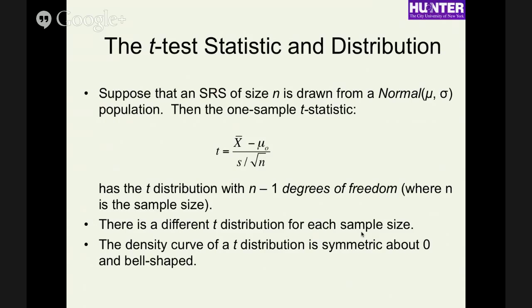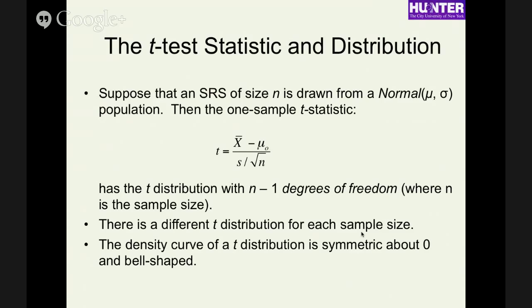And one difference with the t-distribution is instead of there just being one, you'll remember you looked up values of z, there was a table, you used rows for the first decimal place and columns for the second decimal place, but it was just one standard normal distribution. There is a different t-distribution for every sample size.